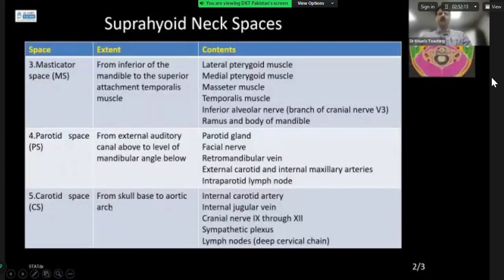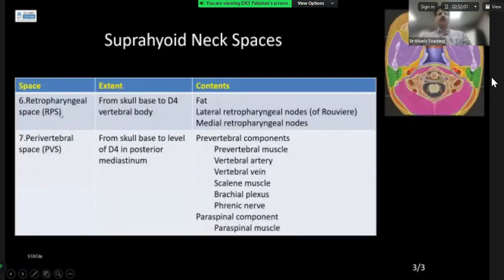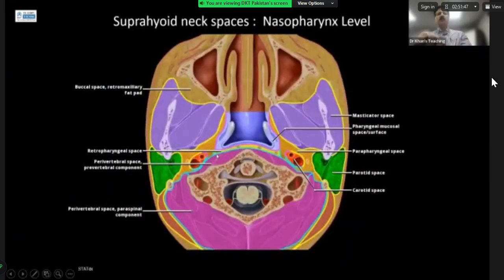Carotid space. Carotid space, look at the extension from base of skull to the aortic arch. And it has got, these are the contents. Now, retropharyngeal space from base of skull to D4, all the way into the mediastinum. Perivertebral space from base of skull till D4 in the posterior mediastinum, and these are the contents. So this is critical concept which we are going to learn as we proceed in our course.